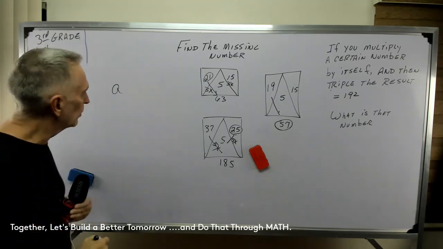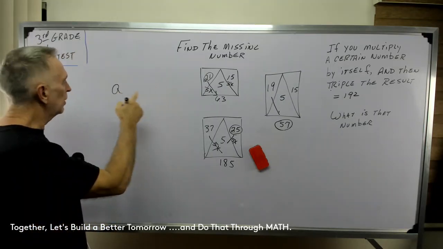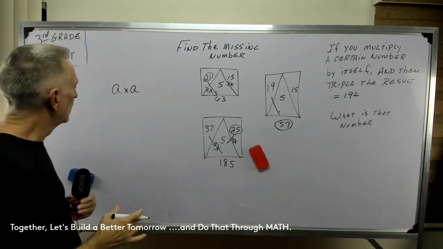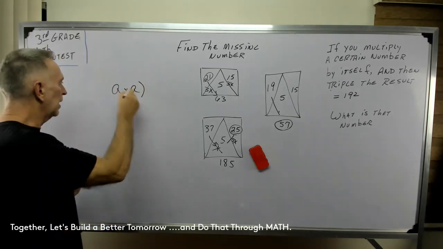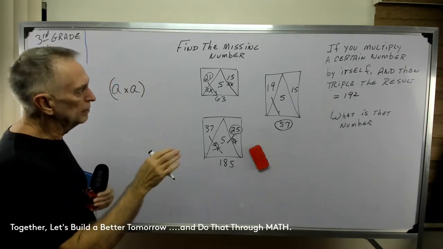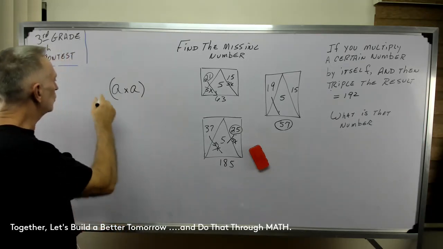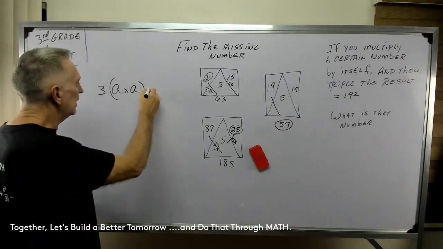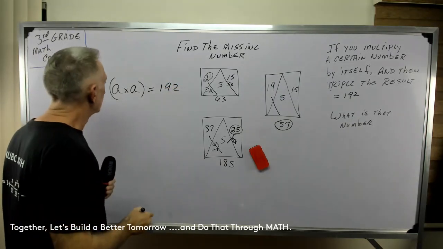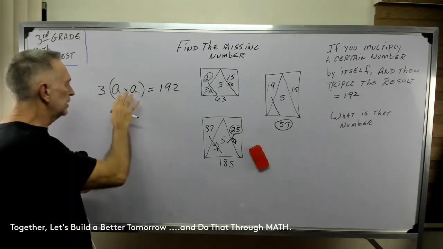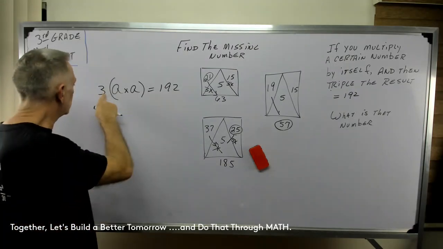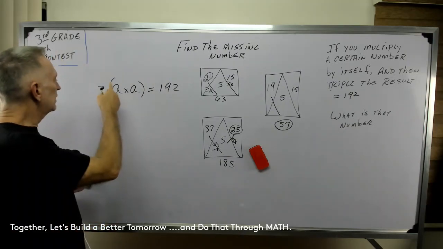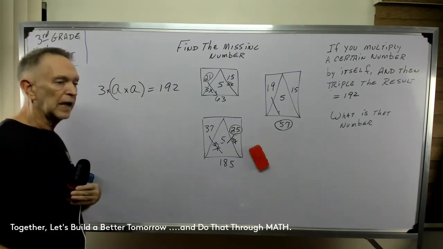A is our certain number. And what we're saying, they said you're going to multiply that number times itself. So I have A times A. And then it said I'm going to multiply that by 3. I'm going to triple the results, and that equals 192. So triple would be 3 times, and that equals 192. So I have A times A in parentheses, the results of whatever that is, times 3, equals 192. Well, you'll notice it's 3 times A times A equals 192.